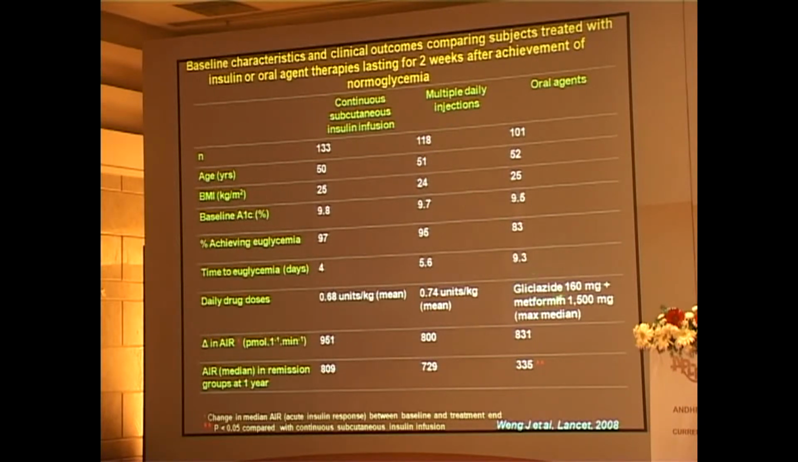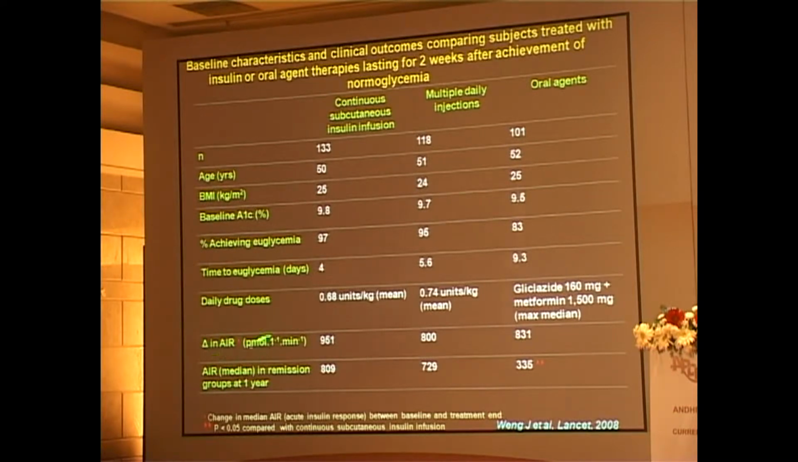And the oral drugs used were a combination of glycoside and metformin. So 2 drugs were used, okay, not even 1 drug. At the end of 4 to 6 weeks or 2 months, what they found was that the changes in A1C were not that different, although there were some differences. The big differences came, if you look at the last part of the slide, with respect to the insulin levels.